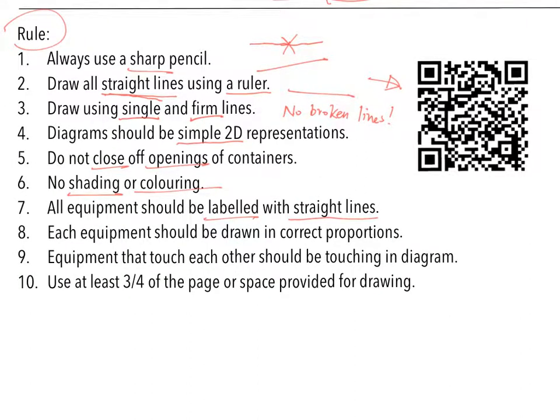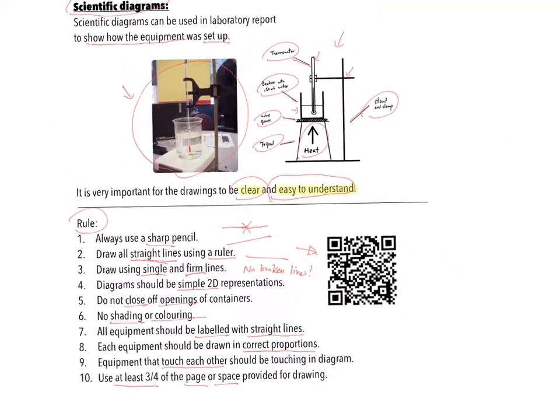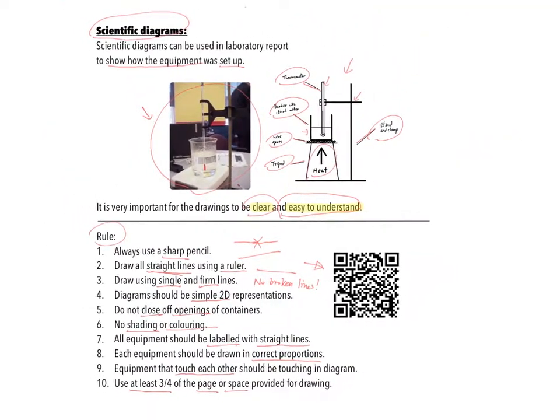You have to make sure that the equipment is drawn in the correct proportion, which means in the correct ratio, and they should be touching each other if they are required to touch, which means no flying beaker, no flying tripod, whatever. And try to make good use of the space. Don't draw me a very small diagram. These are some rules that you have to pay attention to.